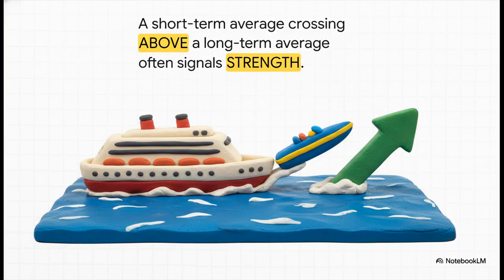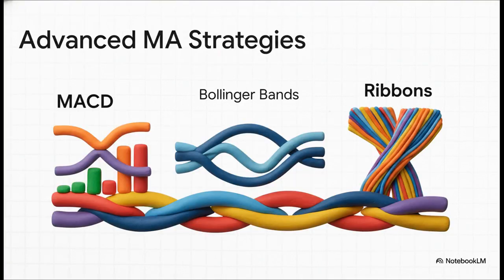So here's a classic example for you. When that faster, more reactive moving average crosses above the slower long-term one, it's often seen as a really bullish signal. It's basically suggesting that the recent momentum is picking up steam and a potential uptrend might be starting. Think of it like a speedboat zipping right past a big, slow cruise liner. Something's changing.